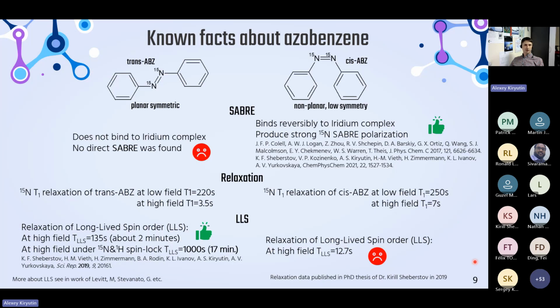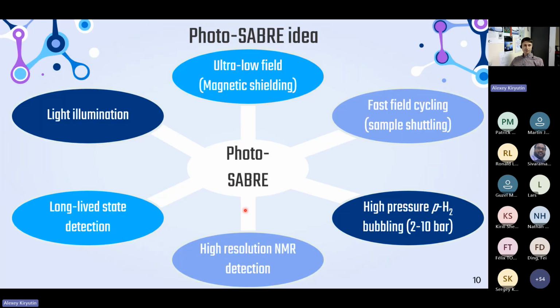This phenomenon of long-lived states, well developed by Malcolm Levitt and his group in Southampton, actually opened new horizons. When we realized these facts 4 years ago, our mission became clear: to hyperpolarize trans-azobenzene by SABRE and lock its polarization for 20 minutes in its long-lived states. We came to the idea of photo-SABRE.